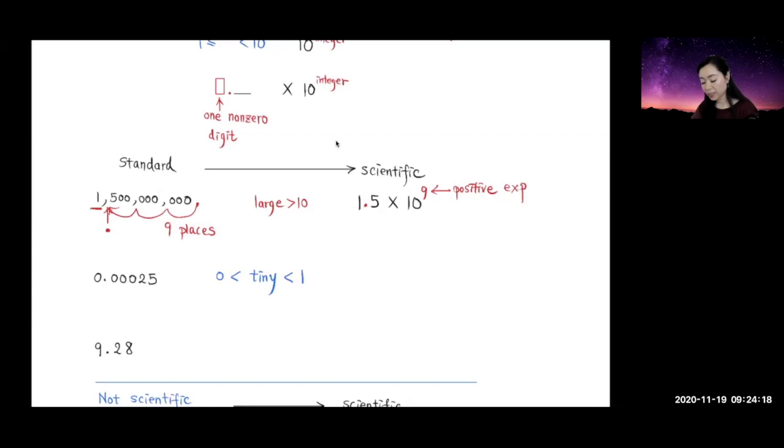This could be maybe the diameter of a virus in millimeters, etc. Okay, so it's very small. Now, to represent this kind of small number, we also use scientific notation.